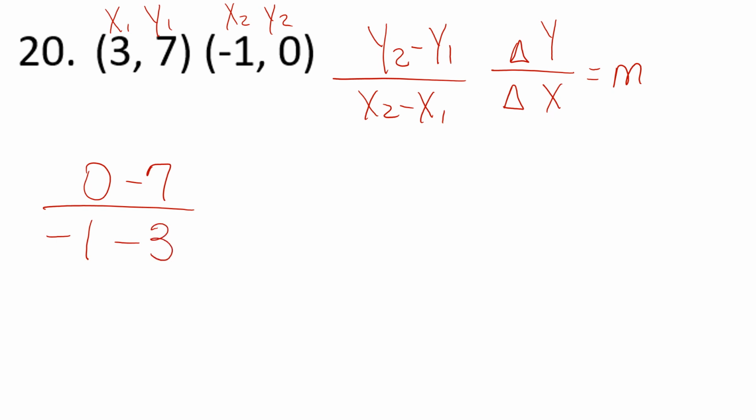0 minus 7. You can apply your integer rules here if you need to, but most of you know that 0 minus 7 would be negative 7, but you can add the opposite to get negative 7. And the denominator, you definitely want to apply your integer rules. Minus sign tells me to add the opposite. Negative 1 plus negative 3 would be a negative 4. Remember, if you have a negative divided by a negative, they're going to cancel out. So your final answer for this slope would be 7 over 4.